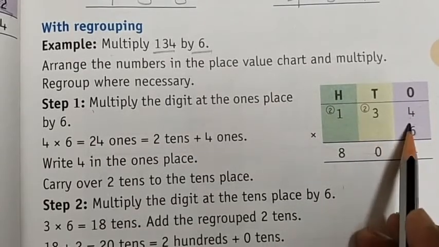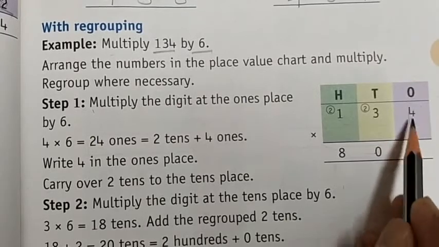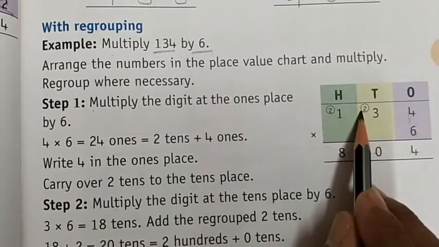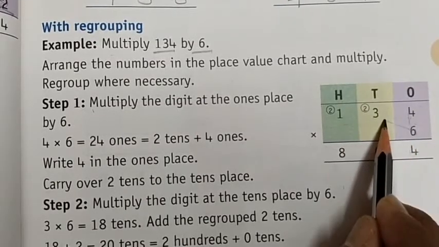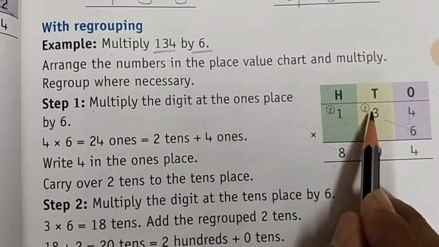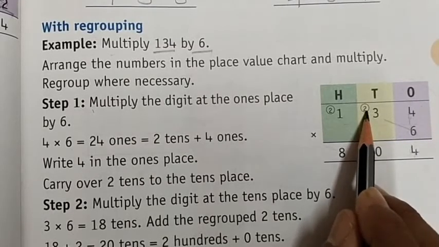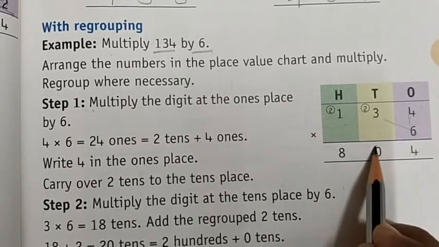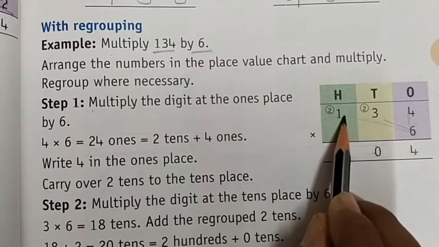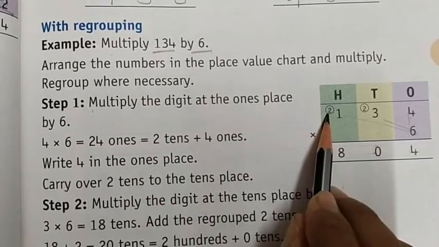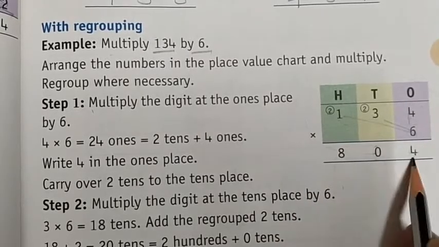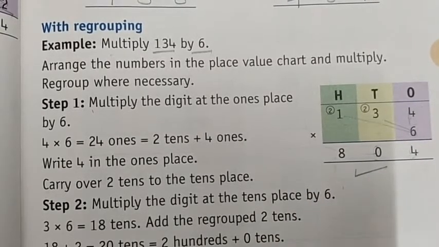Second, we have to multiply with this. 6 4s are 24. 4 here, 2 you have to take down as carry. Then multiply with this: 3, 6 are 18. Then this product is added to the carried number, which is 2. 18 plus 2 is 20. 0, and 2 carry. 6 1s are 6. Plus the carried number 2. 6 plus 2 is 8. So the total is 804. This is how we multiply a 3 digit number by a 1 digit number with carrying.